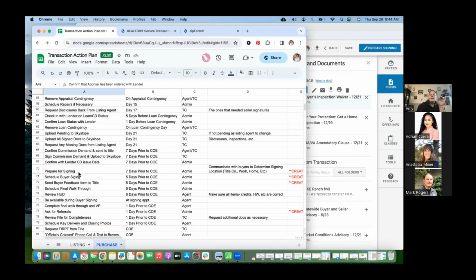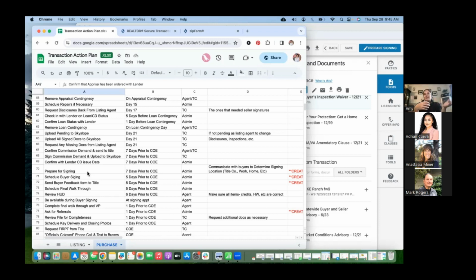We're going to prepare for our signing appointment. And usually what that entails is I reach out to the buyers and I say, hey, we're getting closer to the close of escrow. It's about time. We're going to need to sign all of our final loan and house documents. You can either do that at the title company, or you can do that at your residence or someplace that you feel comfortable. Where would you like to have your signing appointment?